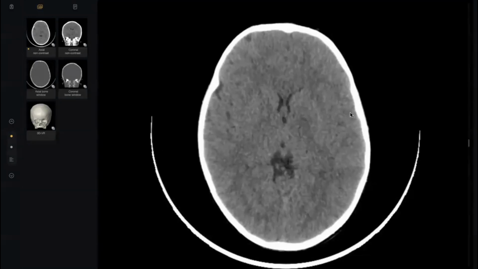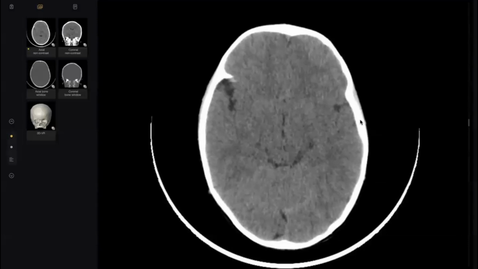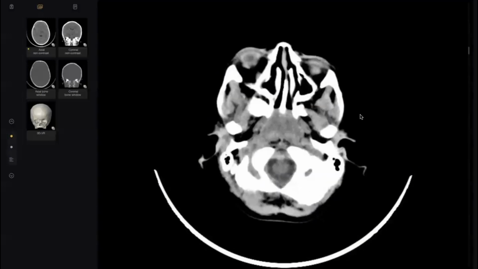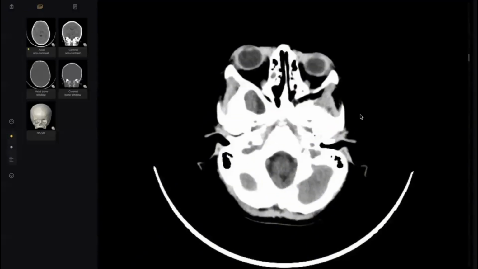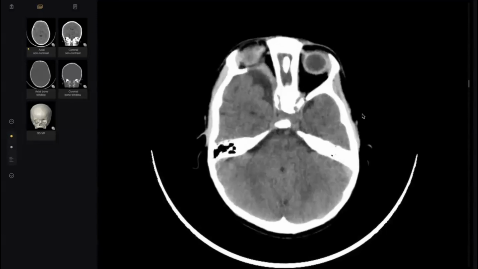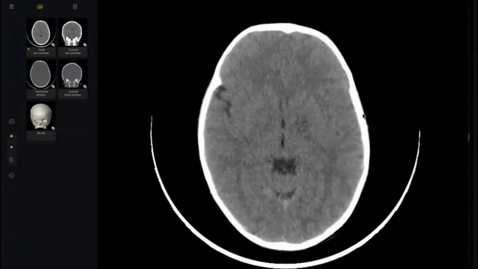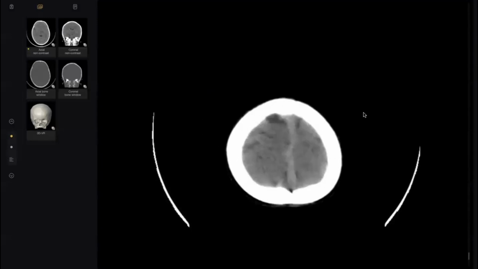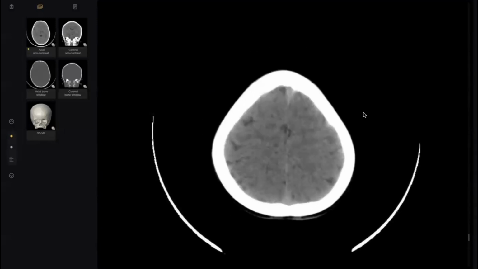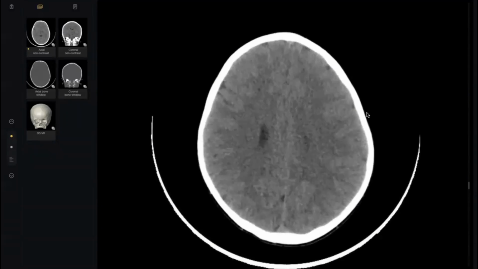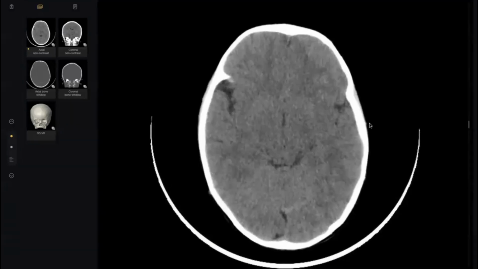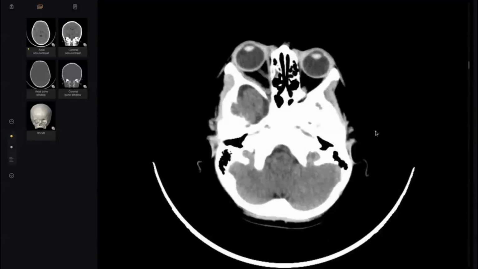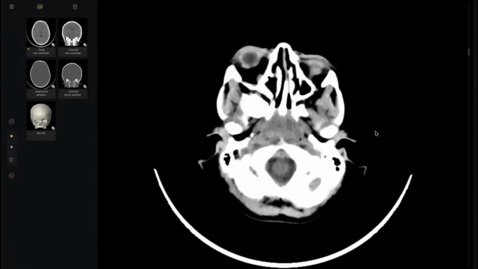Go on. Okay. I have been presented with a brain CT scan, axial images for a pediatric age group patient with history of proptosis. I will scroll quickly through the images and then I will come back to my findings. I can see that there is proptosis involving the right side. I can see that there is exophthalmos involving the right orbit.